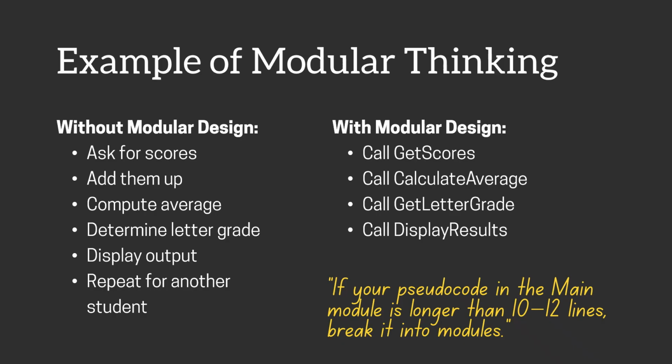So basically, the golden rule for module design here is, if the pseudocode in your main module is longer than 10 to 12 lines, then you need to break it up into modules. So think of it as different puzzle pieces that you put together, but each puzzle piece can work on its own. Each puzzle piece represents one particular task.